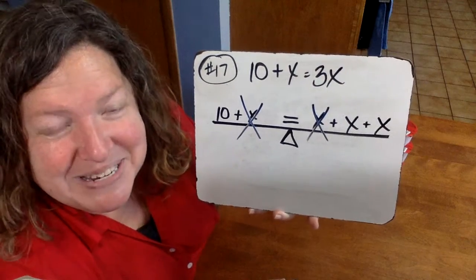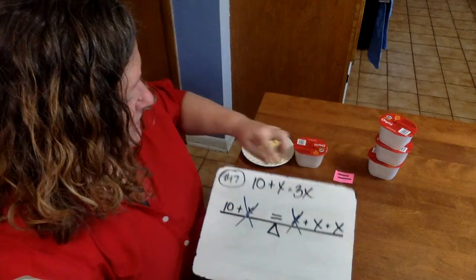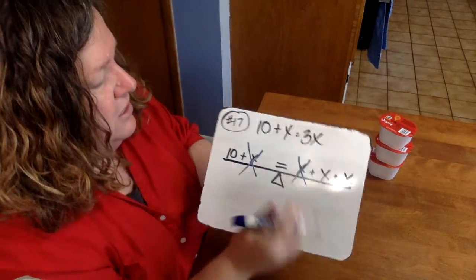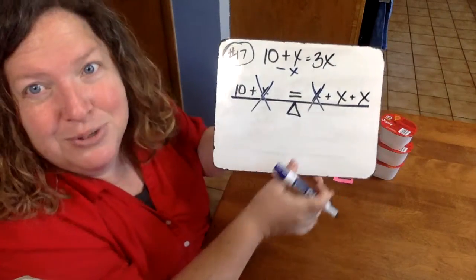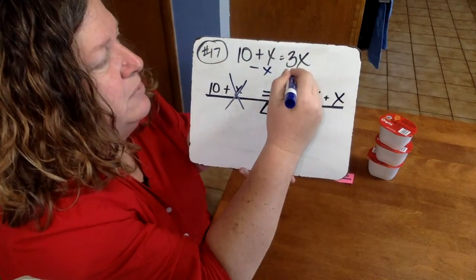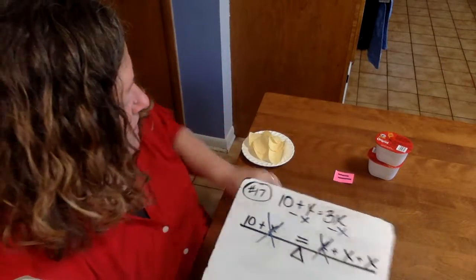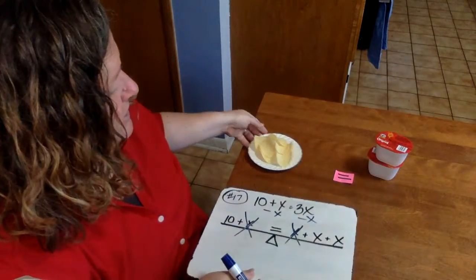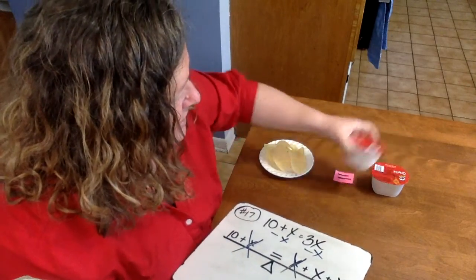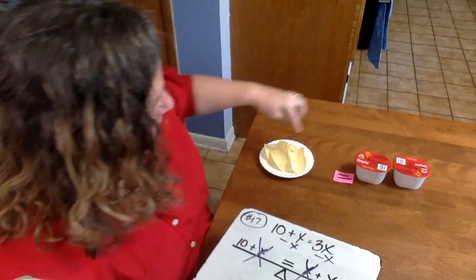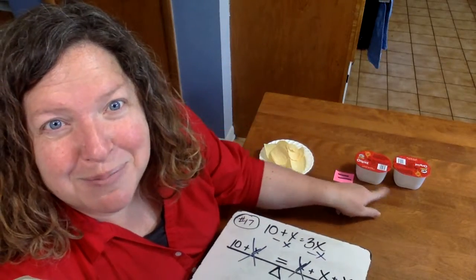So we're using the inverse operation. Instead of adding this x in, 10 plus x, we're going to subtract that x. We're going to take that away, but we can't do it to just one side. So we're going to subtract an x over here. What we're left with is 10 on one side and 2 x's on the other side. A group of 10 individual Pringles equals 2 groups of a mystery amount.